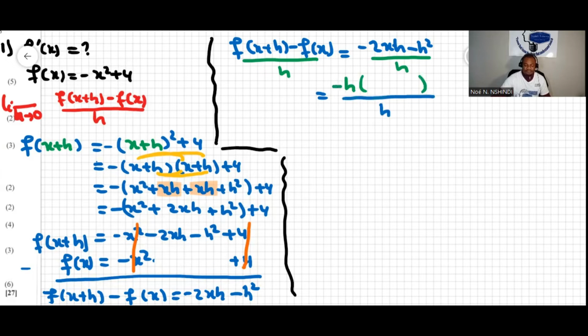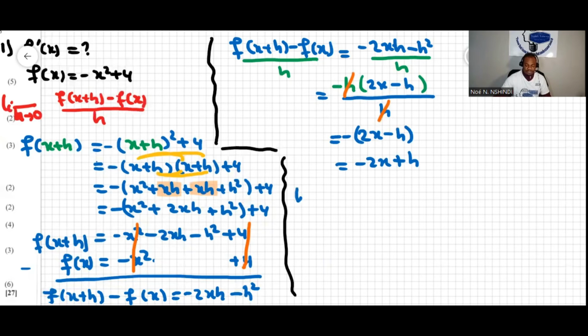If we take negative h as a common factor, we are left with 2x plus h, and then we can simplify h over here. We simplify, and then we are left with negative 2x plus h. Now this is just a fraction. Now we can introduce the limits.